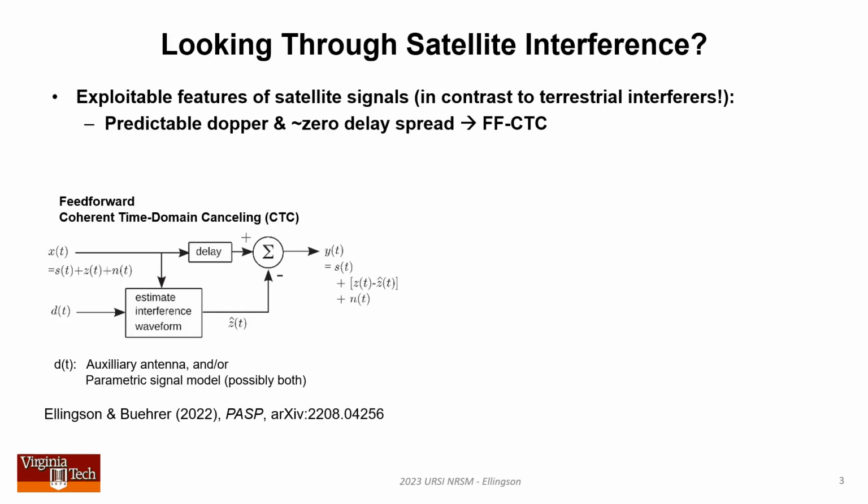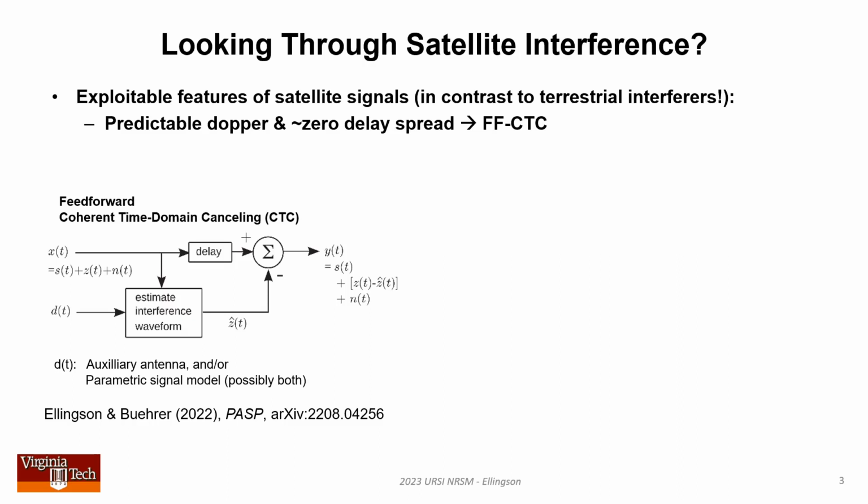If there's good news, it's that satellite RFI has some features which make it much easier to deal with than terrestrial RFI. One is that satellite signals are received through propagation channels that are very simple, with predictable Doppler and near-zero delay spread. The way to exploit that is through coherent time-domain canceling. CTC is the abbreviation I'll use here.